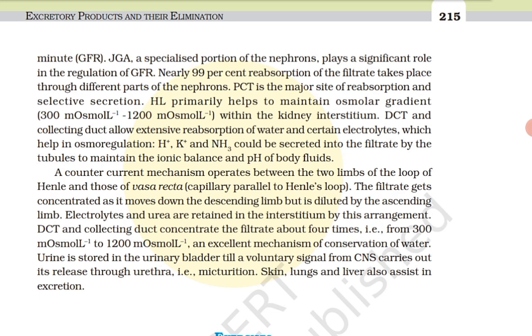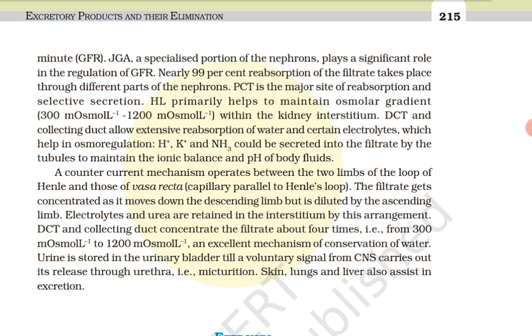Henle's loop primarily helps to maintain the osmolar gradient, that is 300 mOsmol per liter to 1200 mOsmol per liter, within the kidney interstitium. DCT and collecting duct allow extensive reabsorption of water and certain electrolytes which help in osmoregulation. H+, K+, and NH3 could be secreted into the filtrate by the tubules to maintain the ionic balance and the pH of the body fluids.